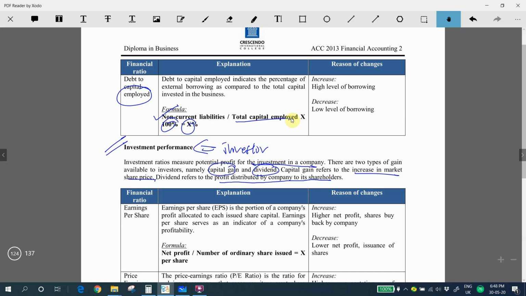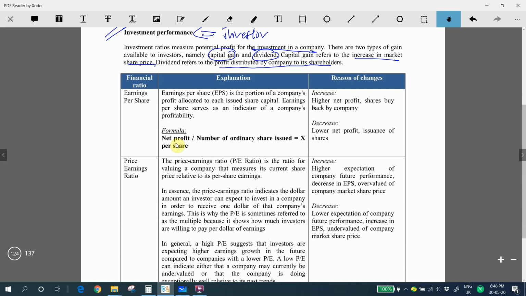So what are the ratios under investment performance? The first one, earnings per share. Earnings per share discusses the profit available to each share of the company. For the formula, we use the net profit divided by the number of shares, and we get the value per share. Normally we will get our answer in cents. How many cents of the company earning per share?